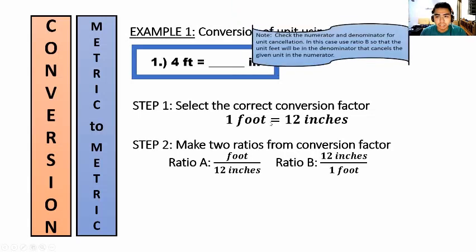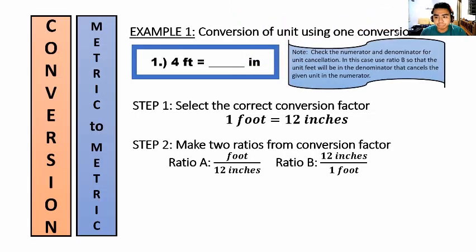So, to check the numerator and denominator for unit cancellation. In this case, use ratio B so that the unit feet will be in the denominator that cancels the given unit in the numerator. So given natin is yung 4 feet. So kailangan yung unit doon sa denominator natin is feet din para makancel at maharap natin in terms of inches.